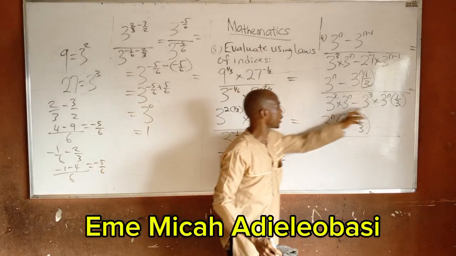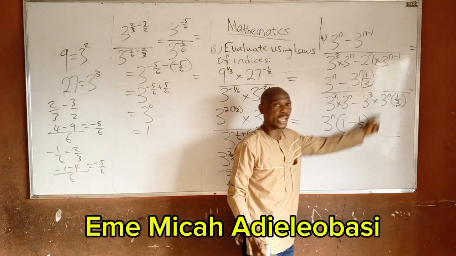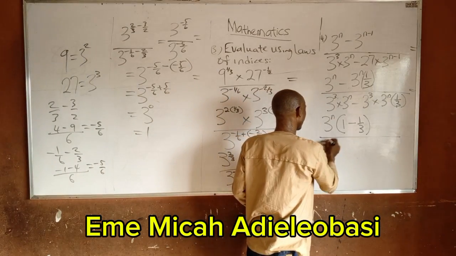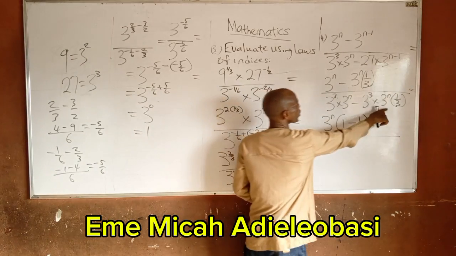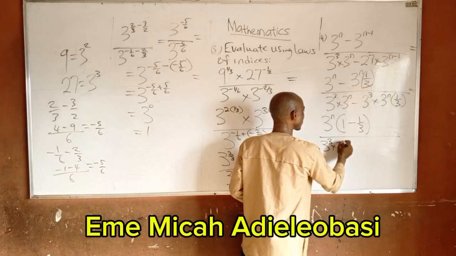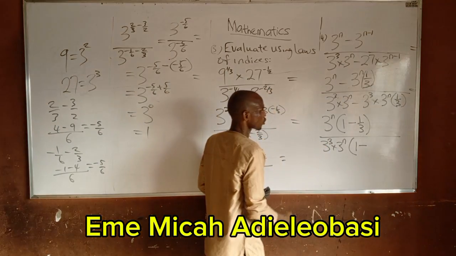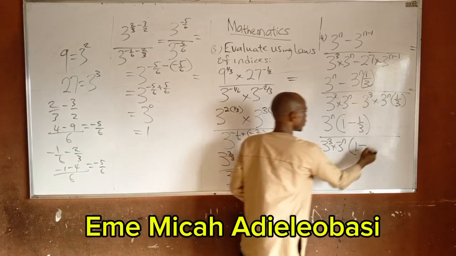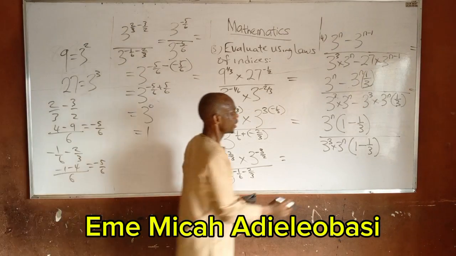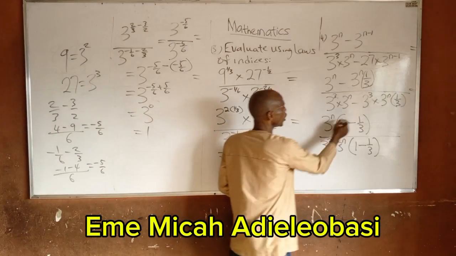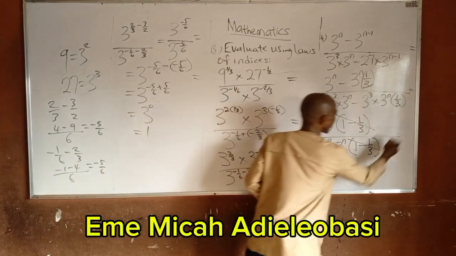And let's look at what is common here. You can see 3 raised to power 3 is here, and 3 raised to power 3 is also here. It's common, so we bring it out: 3 raised to power 3. We also see that 3 raised to power n is common to both sides, so we have 3 raised to power n, open bracket. Here will give us 1 minus, what is left, 1 all over 3. You can see that our bracket now is equal, so they can cancel out. They cancel out, and what do we have left?